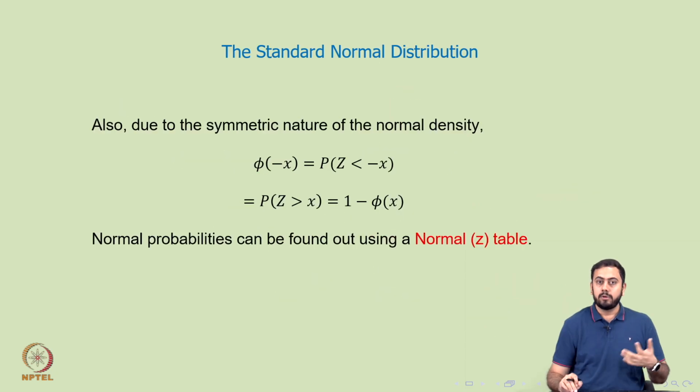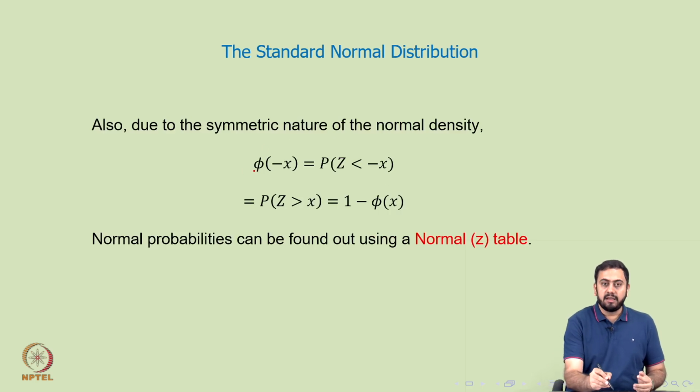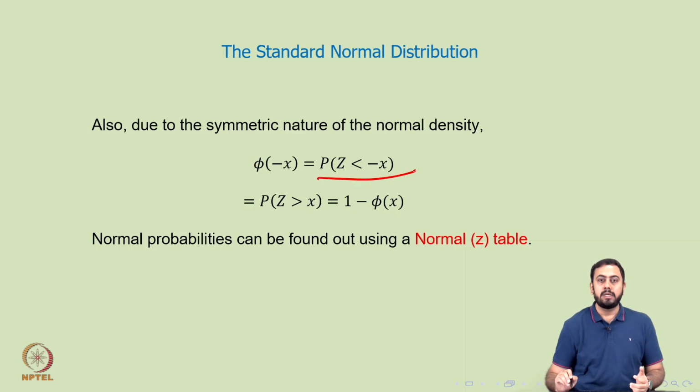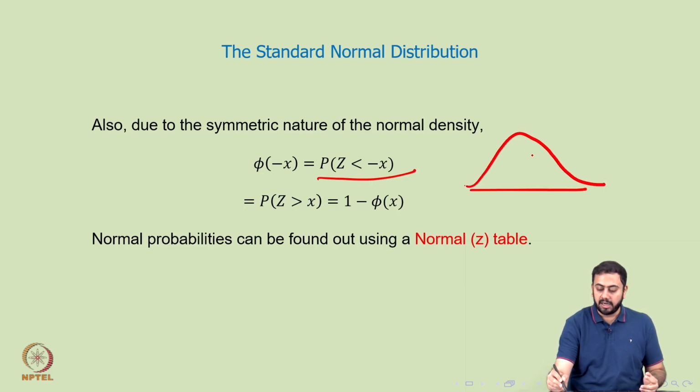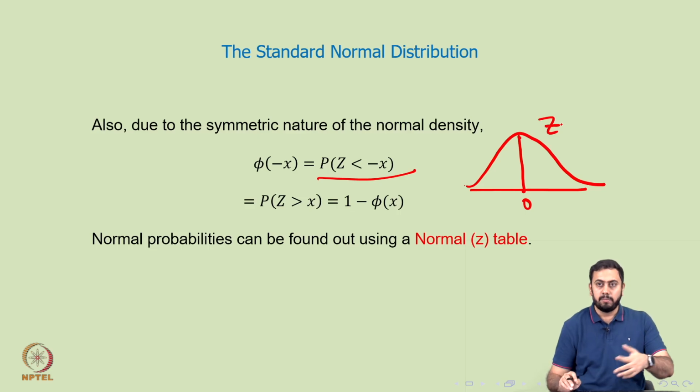Also, one more very important idea is that due to the symmetric nature of a normal density, or a normal distribution, we can get something like this. The CDF at the point minus x, as per the definition, is the probability that z is less than minus x. But if you remember the density curve, let me redraw it. You have a symmetric density curve, and in the middle you have 0. By the way, this is the density curve, the PDF of a standard normal variable z, so f of z.